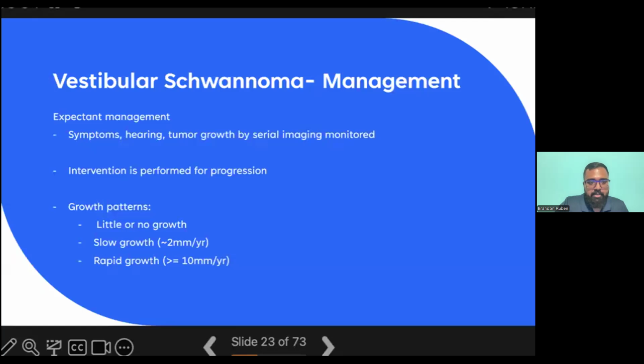Expectant management: symptoms, hearing, and tumor growth are monitored by serial imaging. Intervention is only performed for progression, with growth patterns such as little or no growth, slow growth, which is 2 millimeters per year, and rapid growth, greater than or equal to 10 millimeters per year.